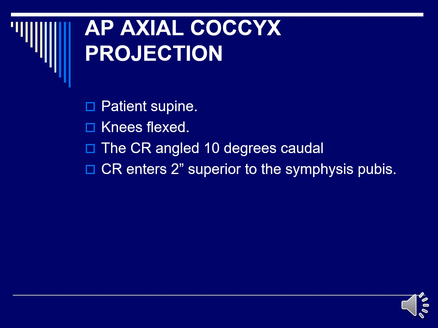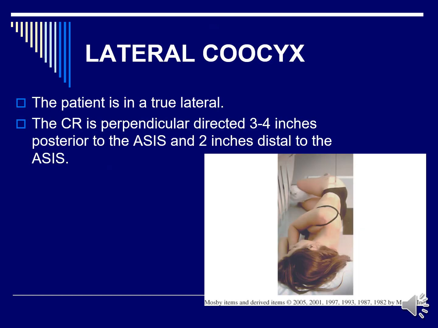Make sure that you minimize your collimation down to about a 4x4 because remember the coccyx is only the size of a postage stamp and we do not want to expose a patient unnecessarily around the gonadal area. So for the lateral sacrum coccyx, once again, the patient's going to be in a true lateral position and you're going to position 3 to 4 inches posterior from the ASIS. There's only one lateral that you do.